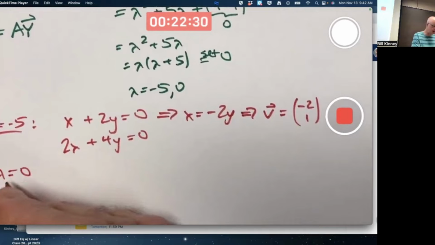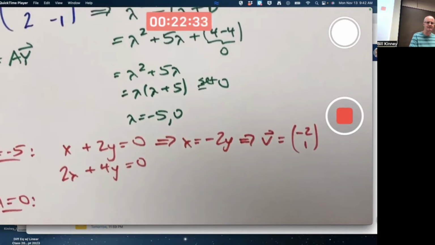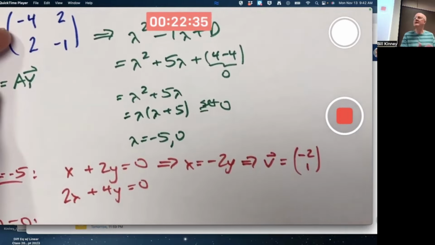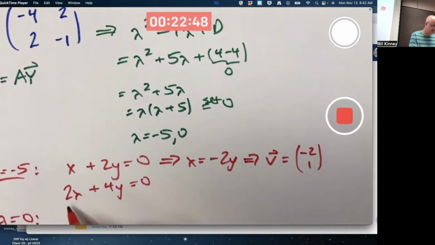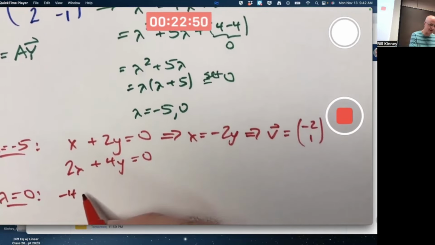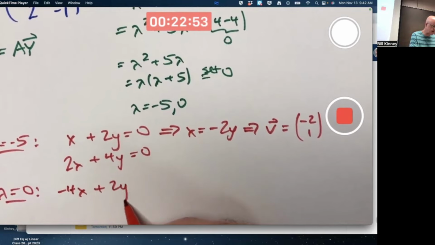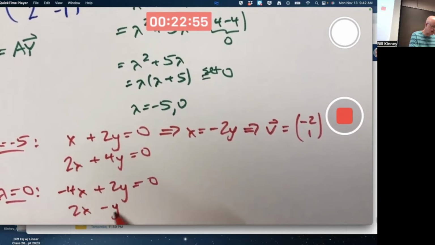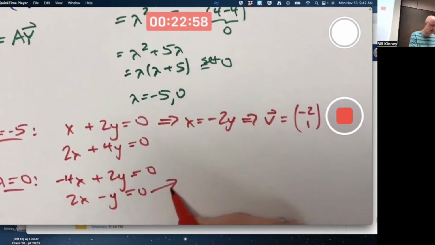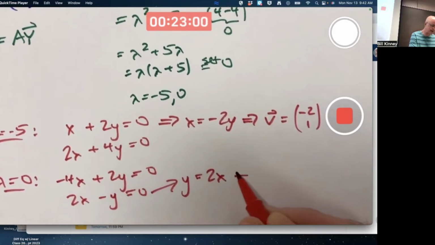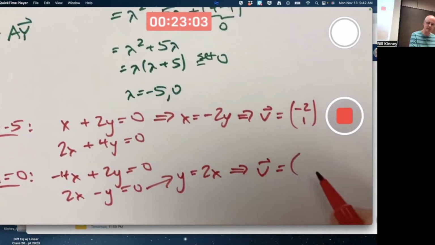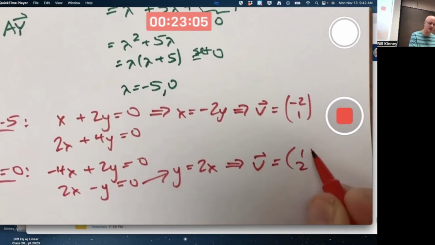And for lambda equals 0, what would the system be? Yeah, these rows are already multiples of each other, aren't they? They're already scalar multiples of each other. They had to be. The determinant was 0 for a 2 by 2. If I'm subtracting 0, I really just get the original coefficients. Solve for y in terms of x, say y equals 2x, and your eigenvector, taking x to be a free variable and equal to 1, is (1, 2).